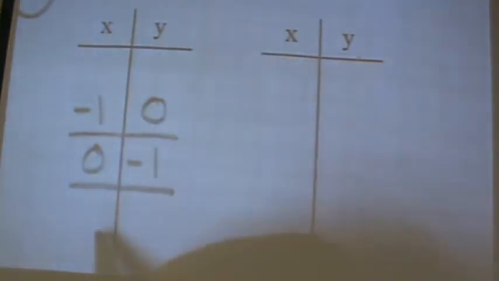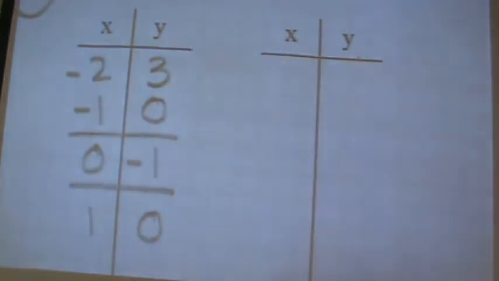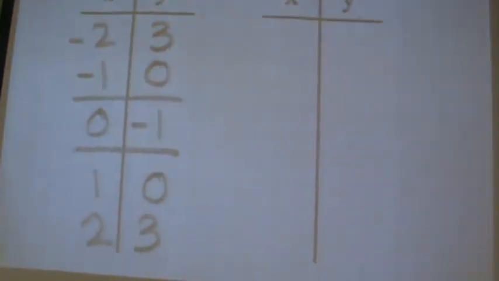give me two more points to the left and to the right. So we have -1, 0, and we have 1, 0, and we have -2, 3, and we have 2, 3. And I want you to plot these 5 points. You should be able to take this and graph it. Now, it would be a bonus if you could do this without the graphing calculator. So 0, -1, and 2, 1, 2, 3.